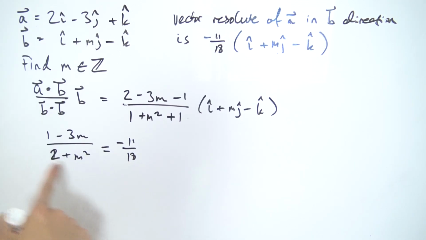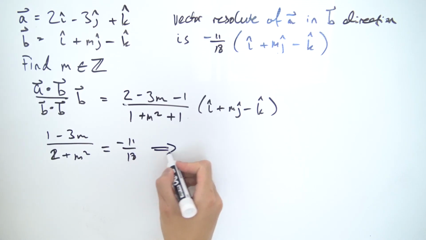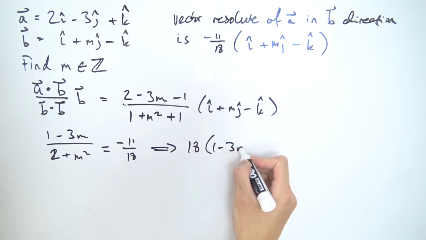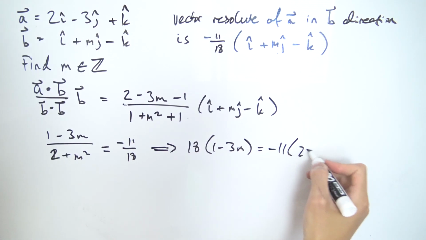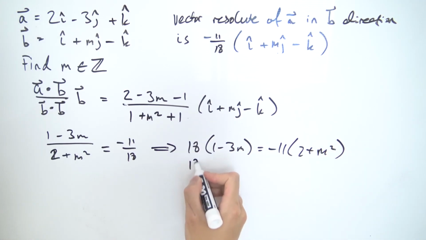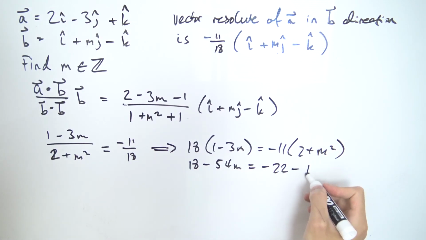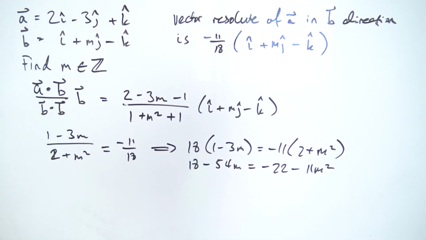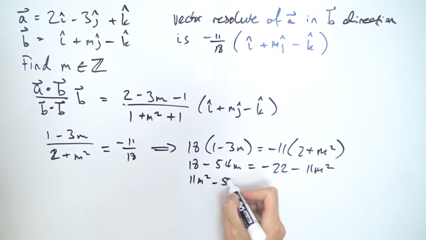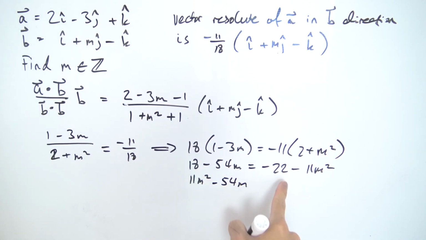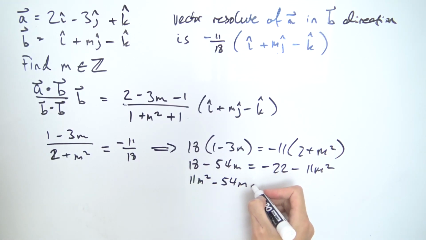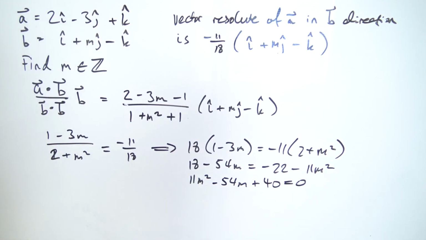To solve this, let's cross multiply. So we have 18 times 1 minus 3m is equal to minus 11 times 2 plus m squared. We get 18 minus 54m is equal to minus 22 minus 11m squared. Now let's rearrange things. We get 11m squared minus 54m, and if we add 22 on both sides, 18 plus 22 is 40, and this is equal to 0. Now we have to solve this quadratic.